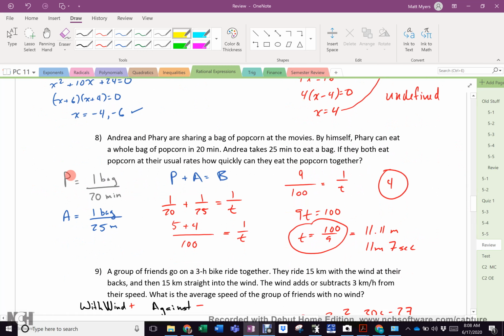And Fari can eat the popcorn in 20, and you can eat the popcorn in 25. So 1 over 20 and 1 over 25 has to equal 1 over the time you don't know. Then you do all your work.